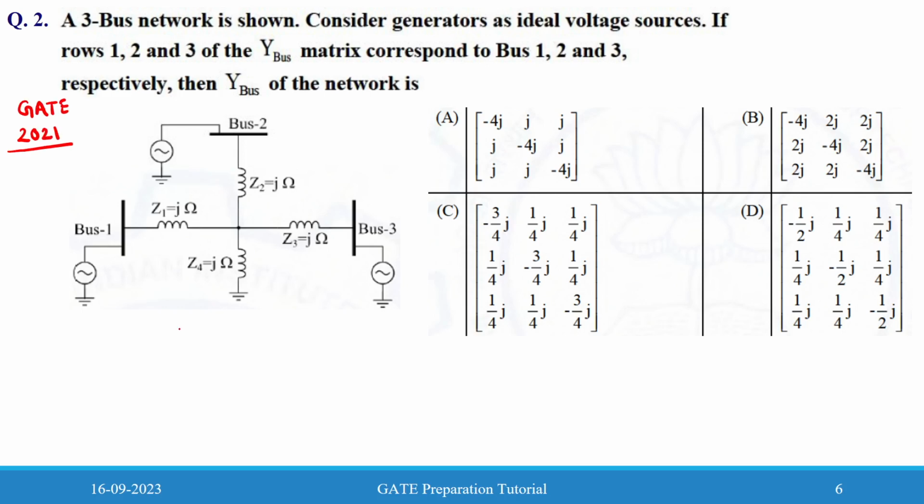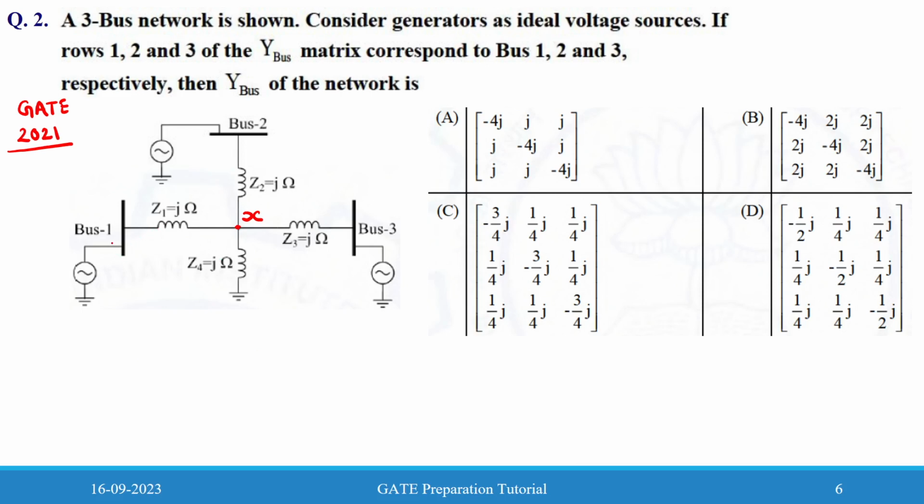Whatever method we have seen just before, we cannot apply here. Why is this so? Because one node is present between the buses. We can see this node. Let us call this node X. So we will go through the conventional method, or just go through the basics of how we can find the Y bus using KCL.